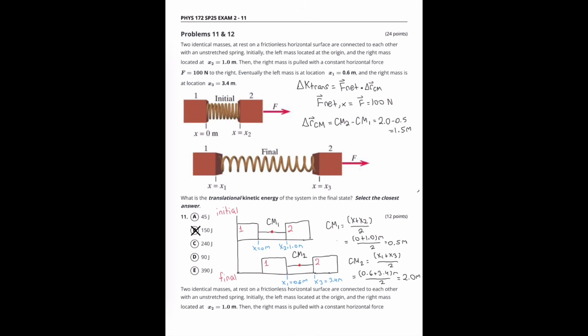We know our equation for change in translational energy as we stated earlier, and we will rewrite that as the product of our F net in the x direction, 100 newtons, times our change in position about the center of mass, 1.5 meters, which is equal to 150 newton meters, which is the same thing as 150 joules. And this will correspond to answer choice B.